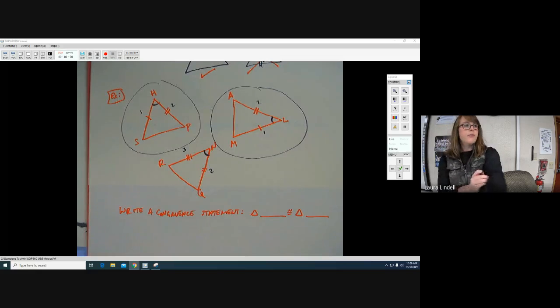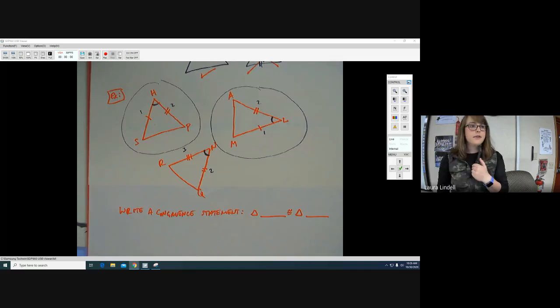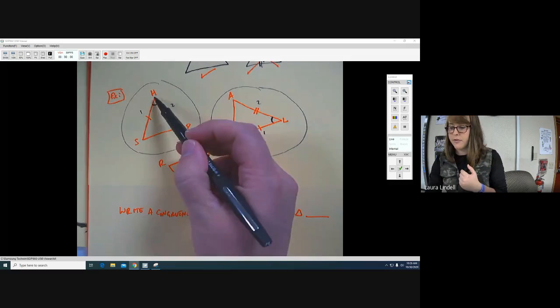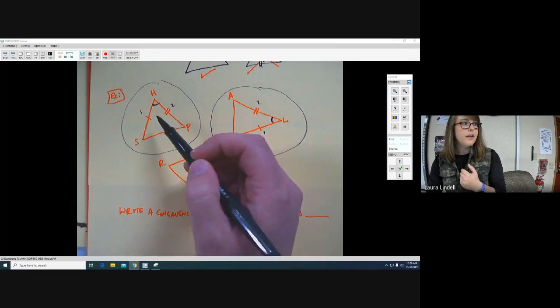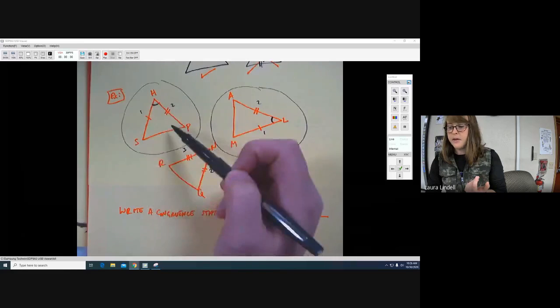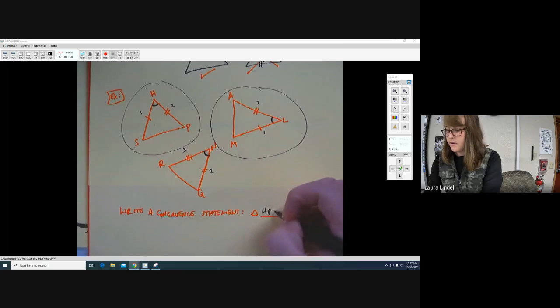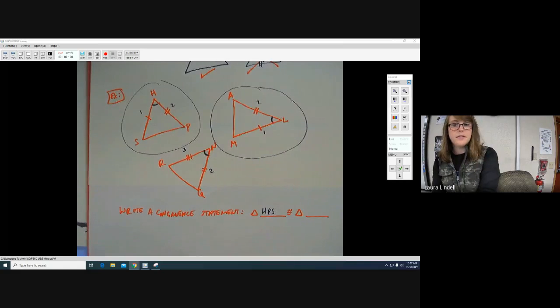Okay, so then when it comes to writing the congruence statement, the easiest way that I think to do it is to start with the angle that you have a marking on, and then kind of go from there. So I would either call this one HSP or HPS. Either one is fine. I'm going to go with HPS.